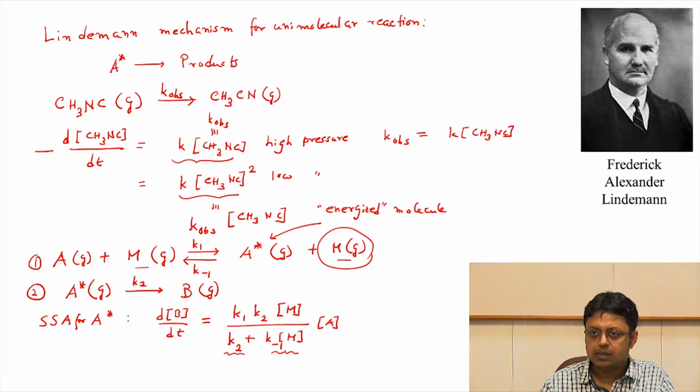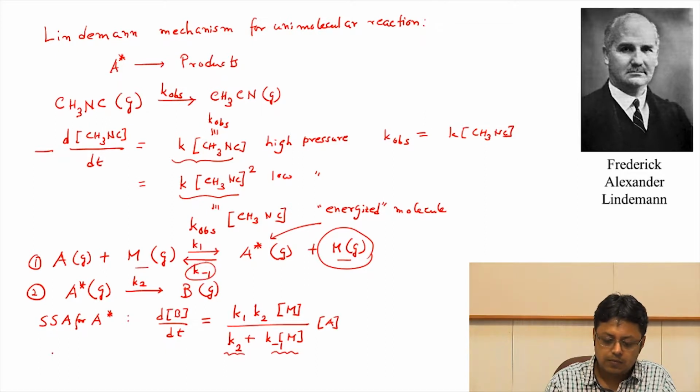Now, if it is a very high pressure situation, then the collisional deactivation will be much more. What is the collisional deactivation step? This is basically the K minus 1 step. So for the energized molecule, there are two pathways. One is the collisional deactivation, where the rate is K minus 1 into A star, versus the reactive pathway for A star, which is K2 into A star. Sorry, the collisional deactivation will also involve an M, because M is sitting here.